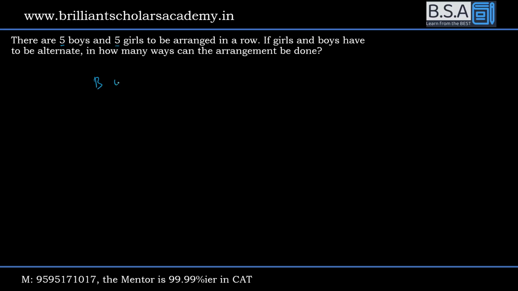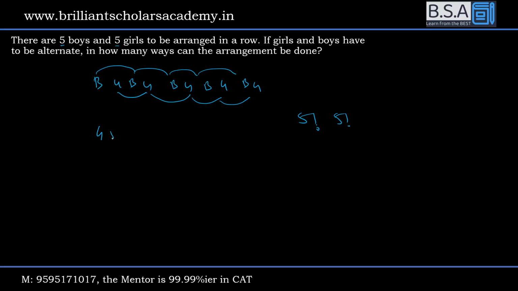So it can be B, G, B, G, B, G, B, G, B, G. Boys can interchange their positions, 5 factorial. Girls can interchange their positions among themselves, 5 factorial. It is also possible that the arrangement was G, B, G, B, G, B, G, B, G, B. So it can be either this or this. Since it is alternate, we add, so this 2 comes in. What is this 2 for? The first place.